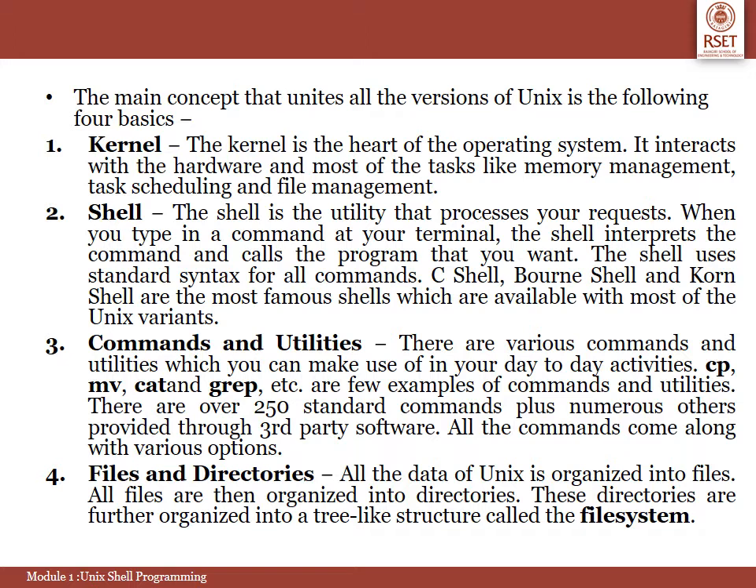And next come files and directories. Files and directories are used to store data. All the data of Unix is organized into files, and all the files are then organized into directories. These are again further divided in a tree-like structure, and in total it is termed the file system.